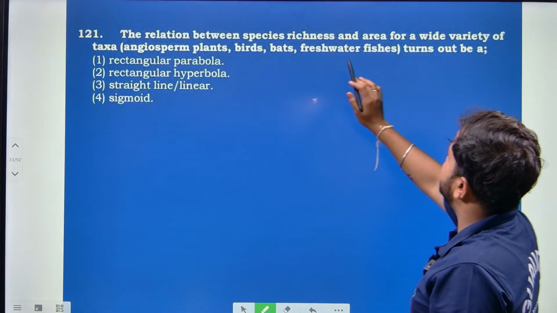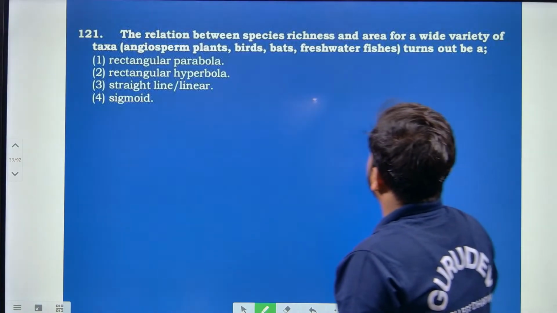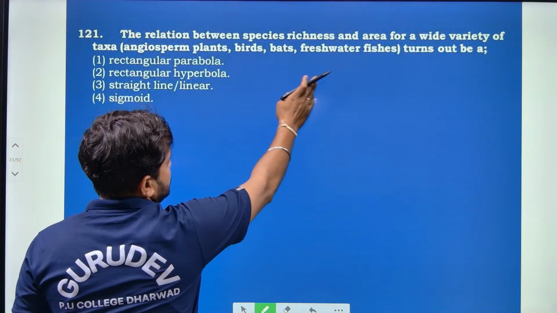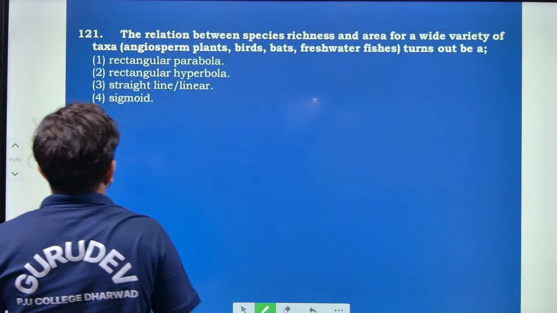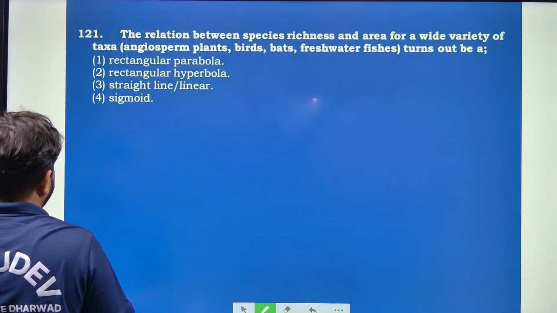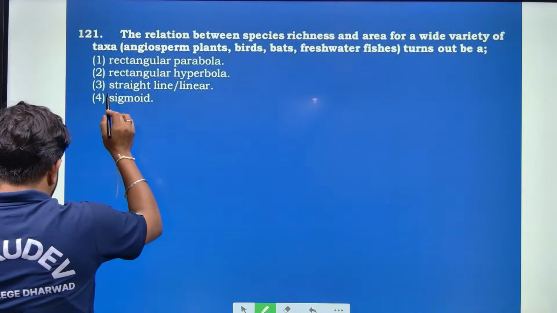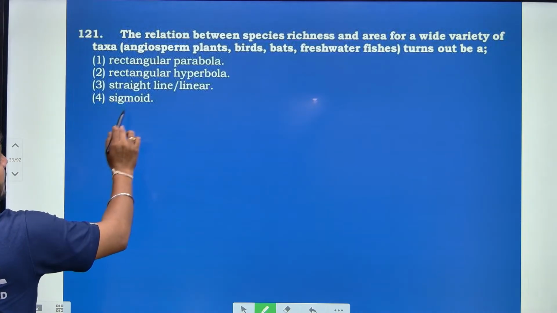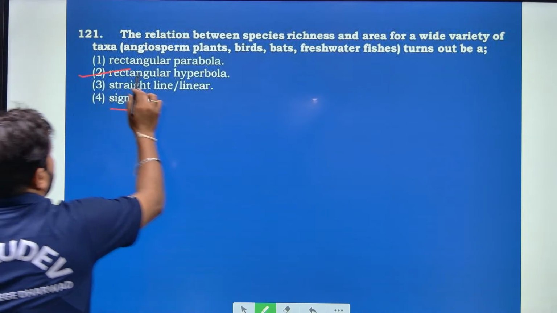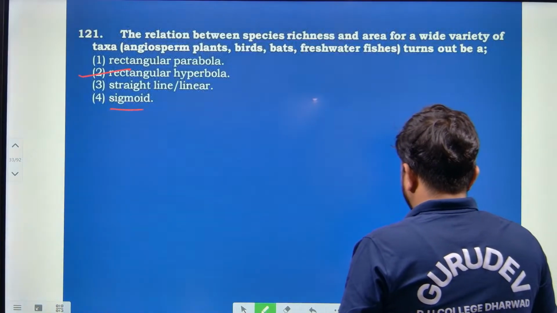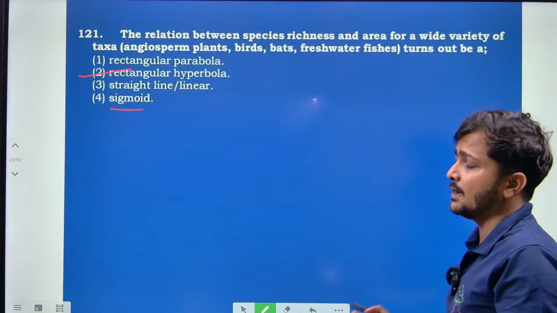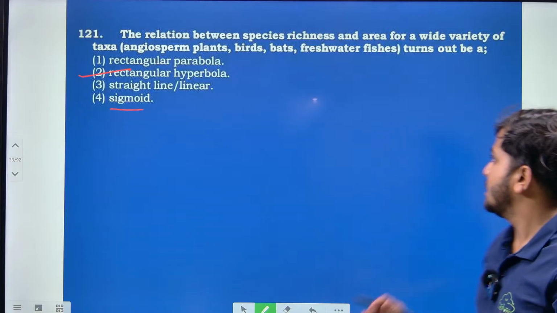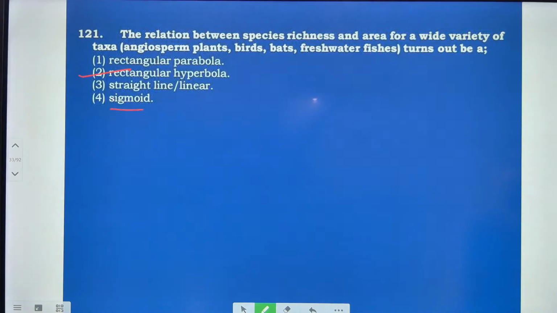Then, the relation between species richness and area for a wide variety of taxa, such as angiosperm plants, birds, bats and freshwater fishes, turns out to be what? It can be a rectangular hyperbola, straight line, linear or sigmoid. It turns out to be a rectangular hyperbola, which was graphically represented by Alexander von Humboldt. So that can be seen as a rectangular hyperbola formation.